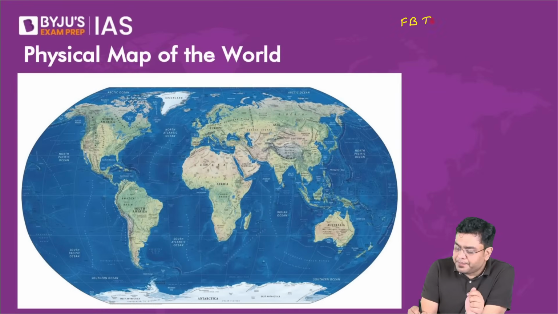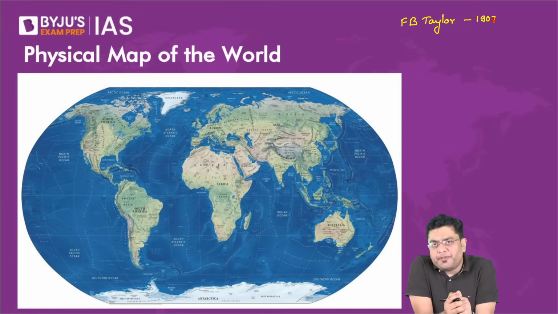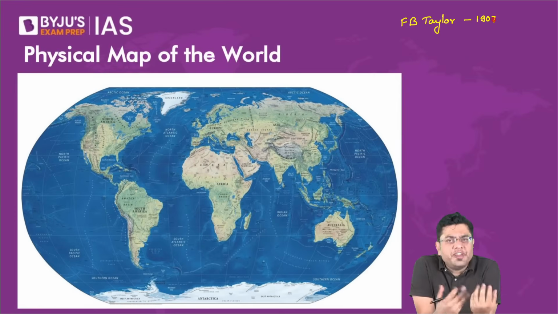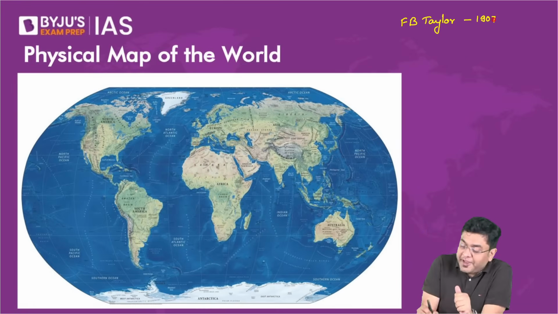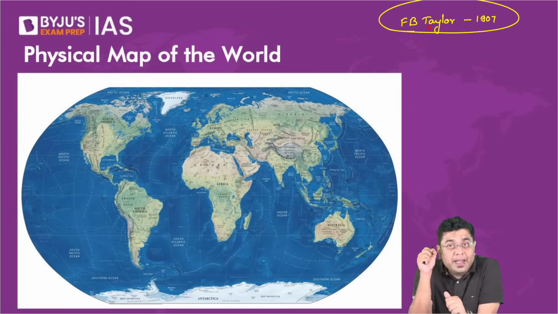F.B. Taylor. Now, F.B. Taylor in 1907 talked about the fact that, while all of us are pondering how these continents have attained a certain kind of shape, or why they are in the location that we find them in, it might be possible that the continents are actually moving with respect to each other. So it was for the first time that this idea was actually sown into the minds of the people.